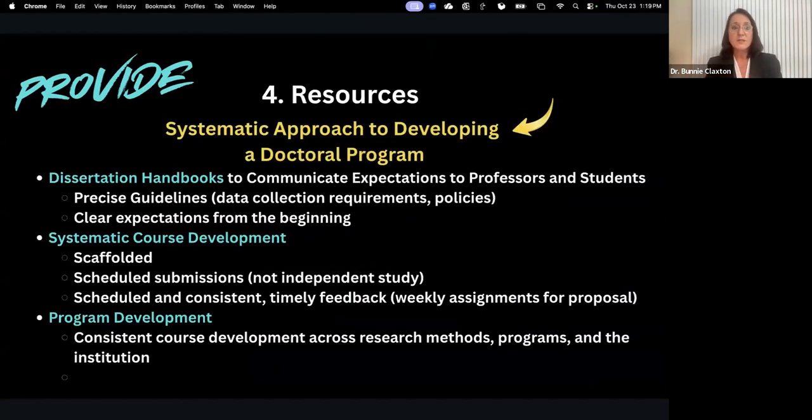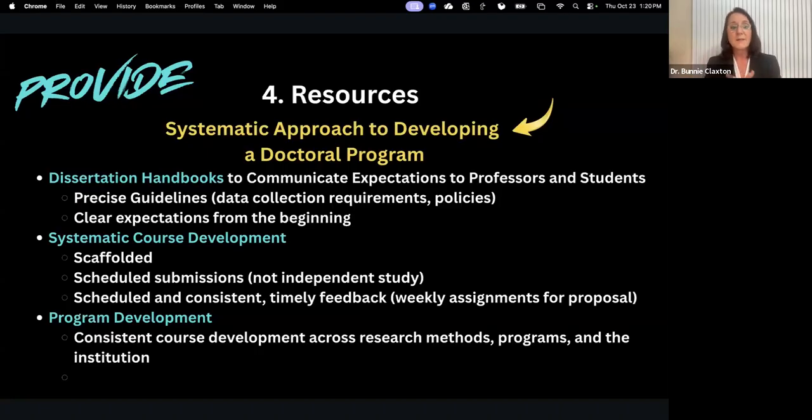For the resources, we need a systematic approach to developing a doctoral program. So we need to give them dissertation handbooks where we're communicating the precise guidelines that everyone needs to go by. So let's say, for example, they're conducting a qualitative study and they need to interview participants. Well, we need to give them the guidelines for how many. Do they need to interview 10, 12, 15? What are those guidelines? The dissertation handbook is what's going to tell them that. And we give this to the professor and the student, so everyone is working from the same playbook.